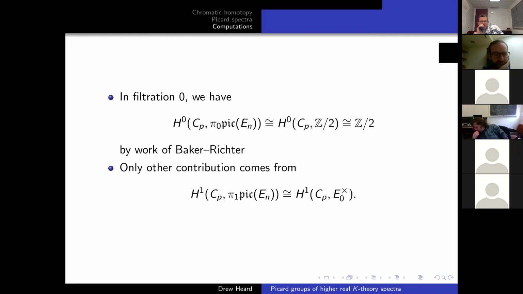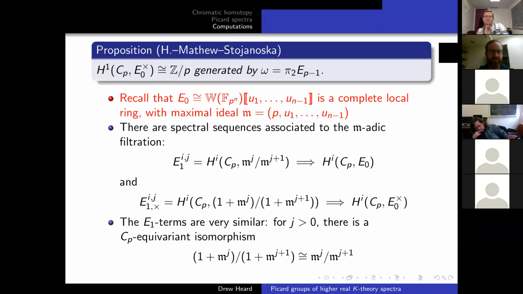Okay, so the final thing we have to work out is filtration 1. So this is H1 of CP with coefficients in π1 Pic En. Or in other words, this is π0 of the units in En. So it's H1 of CP with coefficients in the units. Okay, and so this was kind of hard to compute, actually. So the proposition is that it turns out to be Z mod p, generated by the twofold suspension of E. Okay, so how do we compute this?